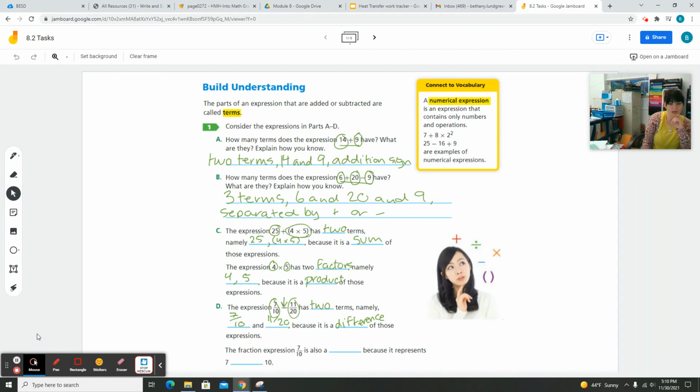Okay. For part D, the fraction expression 7/10 is also a what? Well, we do know that when we see 7/10, really what that means is it's just 7 divided by 10. And so what you're going to put here is, do you remember the name of the answer of a division problem? A quotient. And it's quotient because this represents, just like I said before, 7 divided by 10.